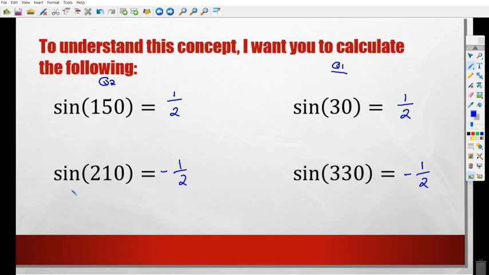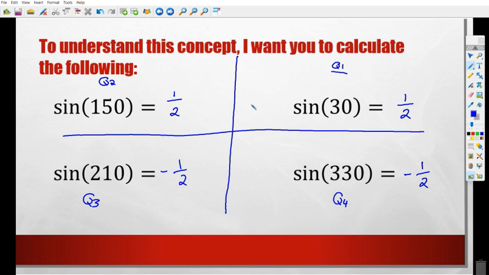Same thing here. If I look at sine of 210, where am I with 210 degrees? I'm in quadrant 3, and sine is what in quadrant 3? Sine is negative. Very good. And sine of 330 degrees, which quadrant am I in? I'm in quadrant 4, and sine is what in quadrant 4? It is negative.